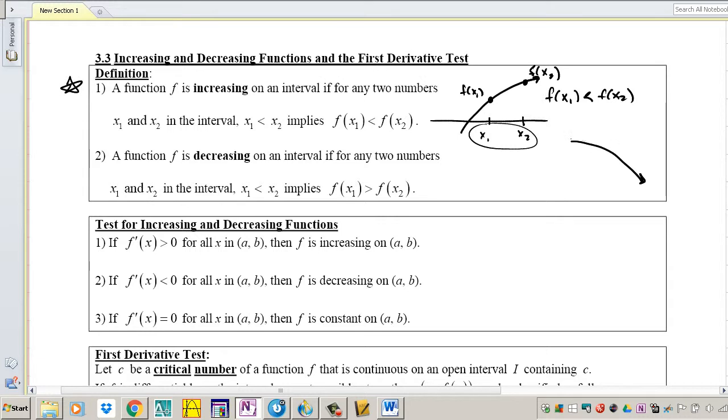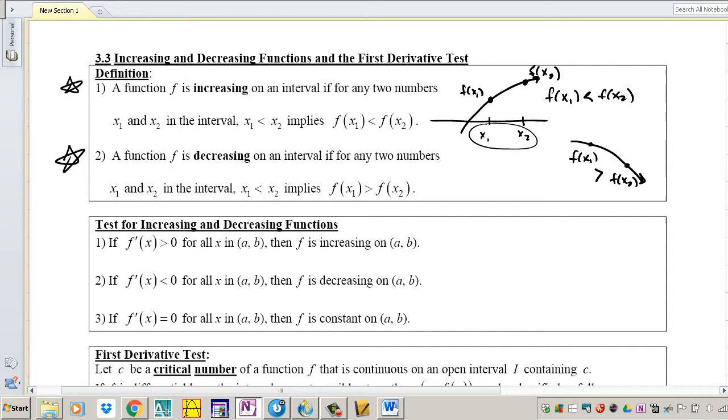Very similar to the decreasing. If I choose two points here and here, if that is f of x1 and then this is f of x2, then that means for any two values from left to right, the left one has to be greater than the one on the right. So that's what it means to be decreasing, and that is that definition there.